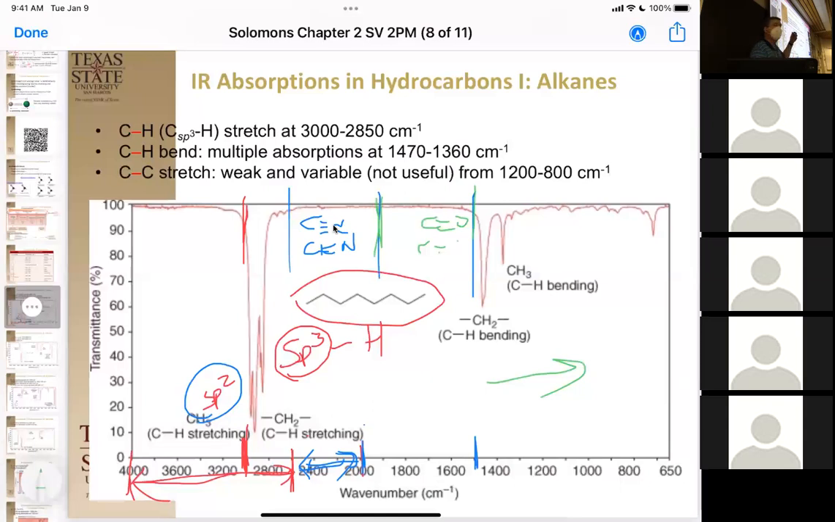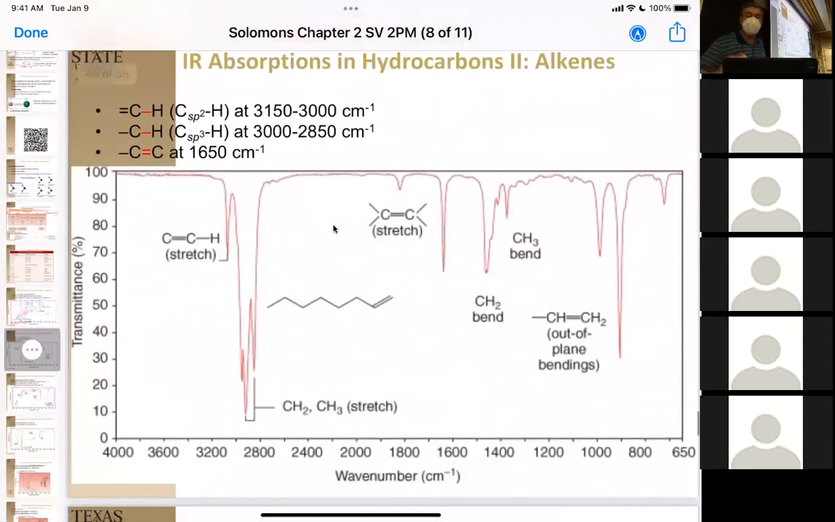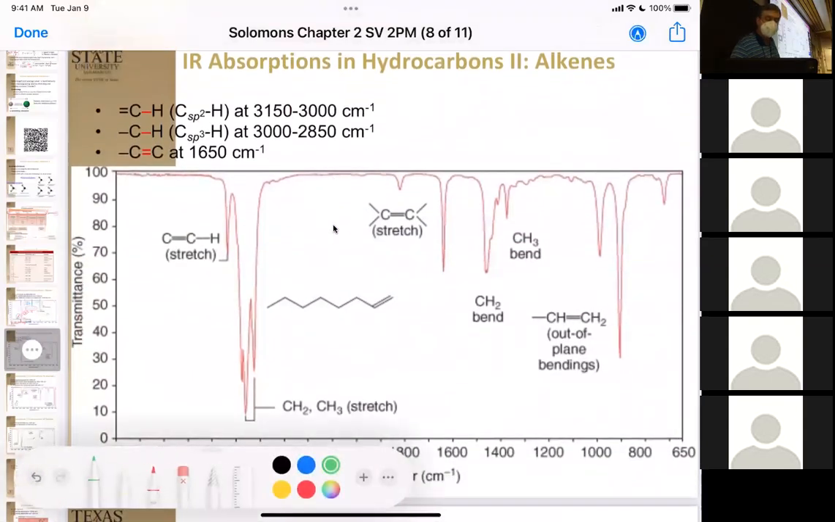Okay. So that's what we can tell from the spectrum. Now, what if we change things? What if we added a double bond? Is it going to change? And yes, it will change. So the first thing we want to do is say, okay, is there a double bond?